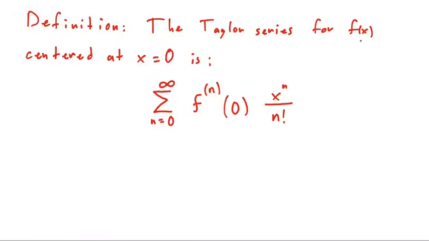If we have a function f of x centered at x equals 0, the Taylor series is this expression here. We have the same x to the n over n factorial sorts of terms, and then we have these coefficients, which are the nth derivatives of the function at 0. When we're centering at x equals 0, the Taylor series has a special name. This is called not just a Taylor series, but a Maclaurin series.